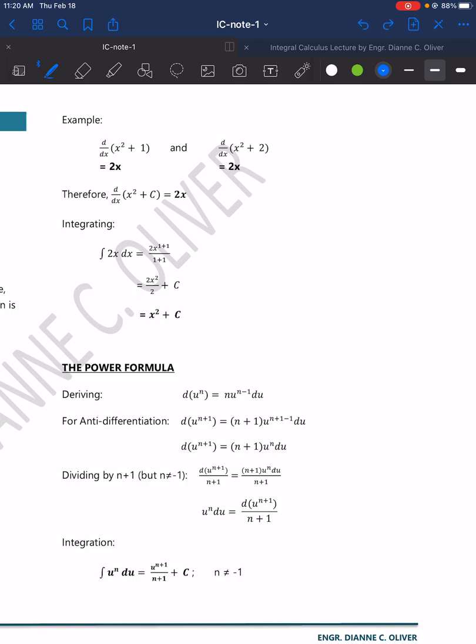Dividing both sides by n plus 1, we can cancel this portion here, and the answer will be u raised to n, derivative of u, and then this portion here goes to this portion. Now what just happened is the integration, wherein the integral of u raised to n du is equal to u raised to n plus 1, then over n plus 1. Then don't forget plus arbitrary constant c.